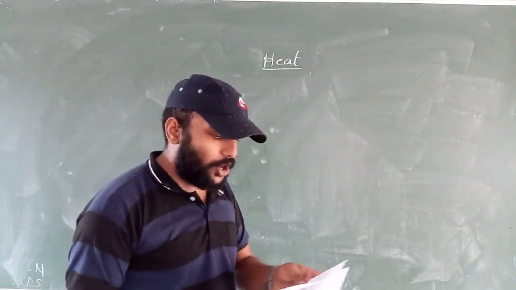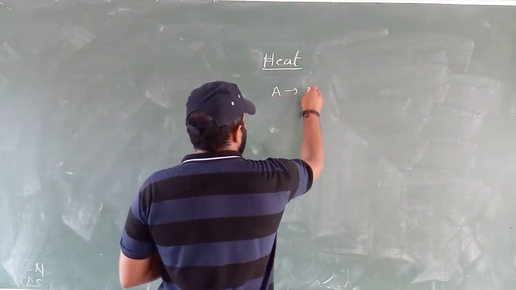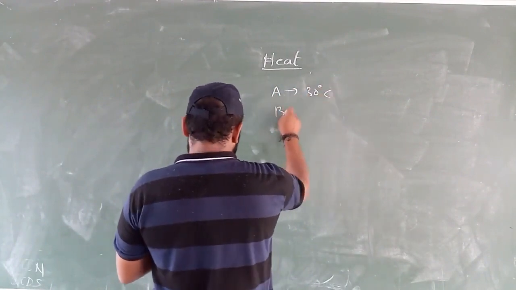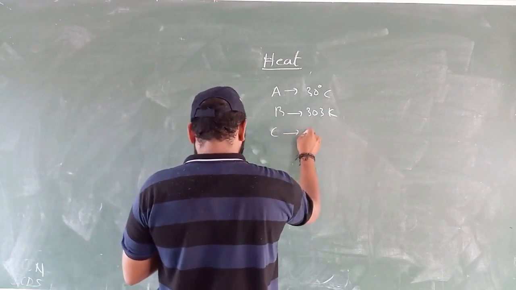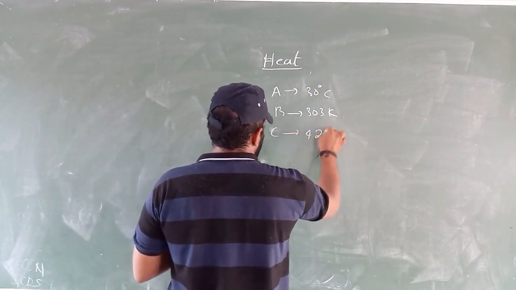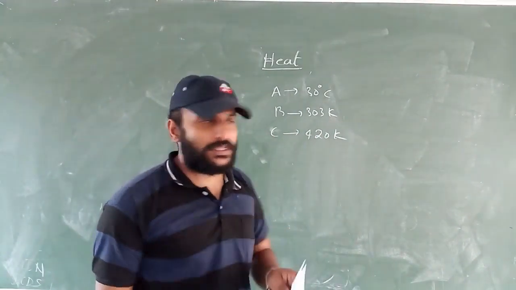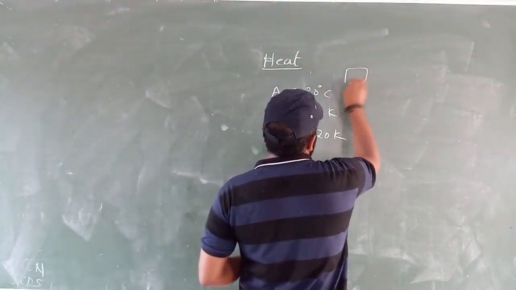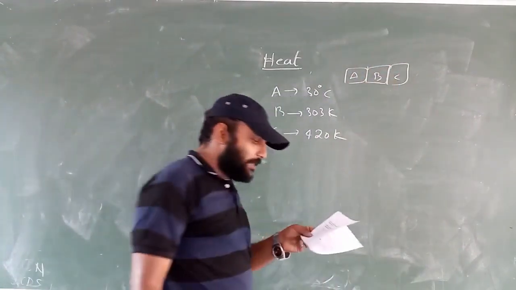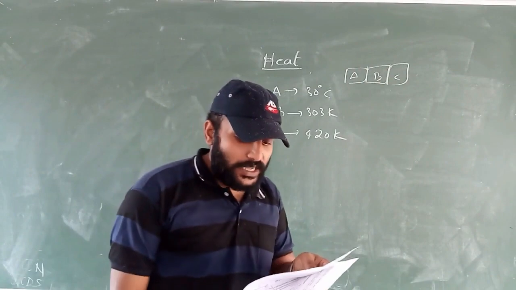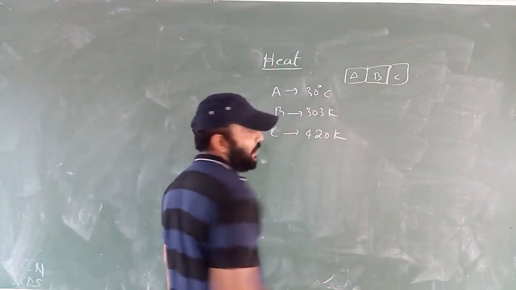See the question. Three objects, A at 30 degrees Celsius, B at 303 Kelvin, C at 420 K are in thermal contact. This is the condition here. It means all three objects are in thermal contact. What is the question they have asked? Which among A, B and C are in thermal equilibrium?